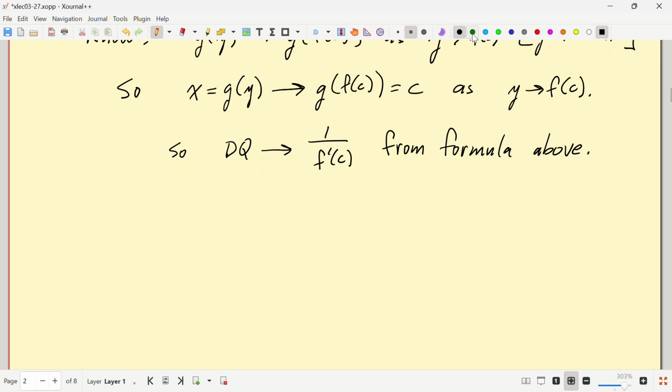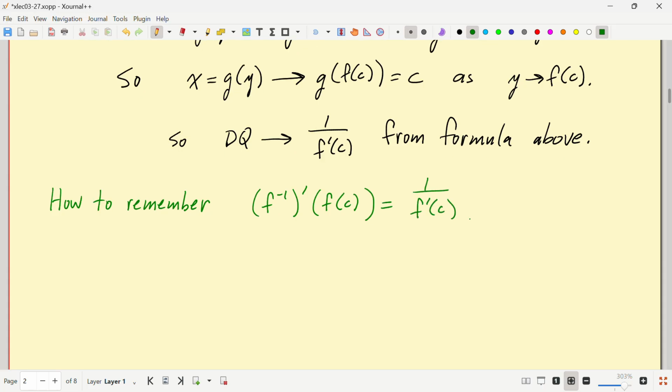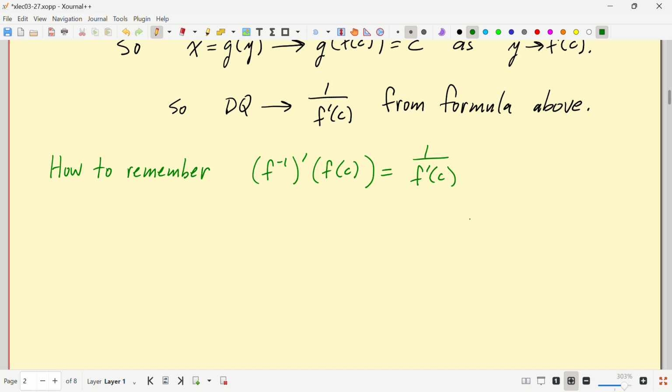Let's see, here's how to remember the formula. This is such an easy way to remember it that that's why I can forget this formula. So how to remember that the inverse derivative at f of c is equal to 1 over f prime of c. That's right. I've been writing g equals f inverse.